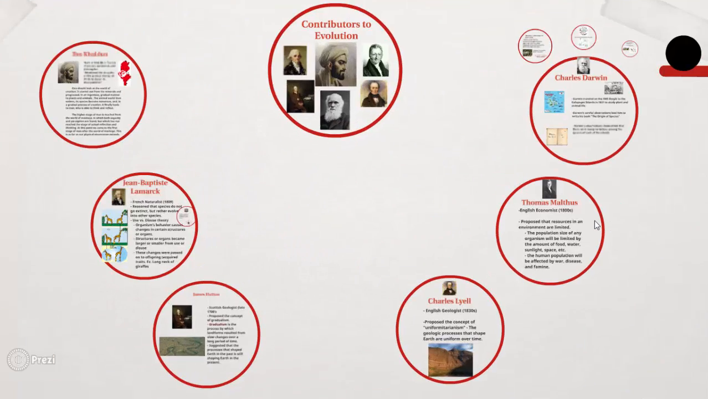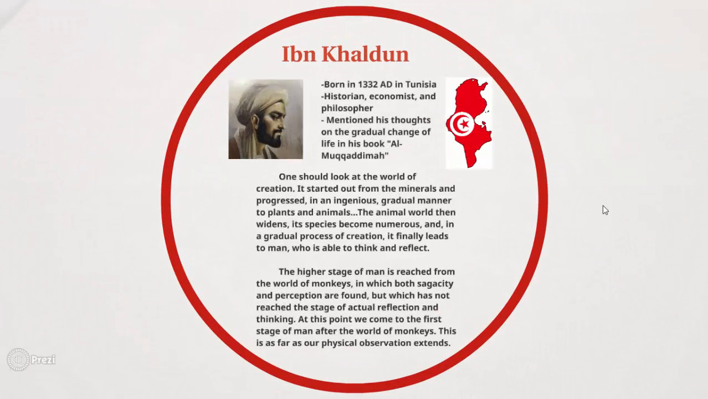Let's get into the contributors to evolution. The first contributor to evolution, as far as historical records, at least to my knowledge, is a man by the name of Ibn Khaldun. Ibn Khaldun was born in 1332 AD in Tunisia, that's North Africa. He was a historian, economist, and philosopher, and he mentioned his thoughts on the gradual change of life in his book Al-Muqaddimah.